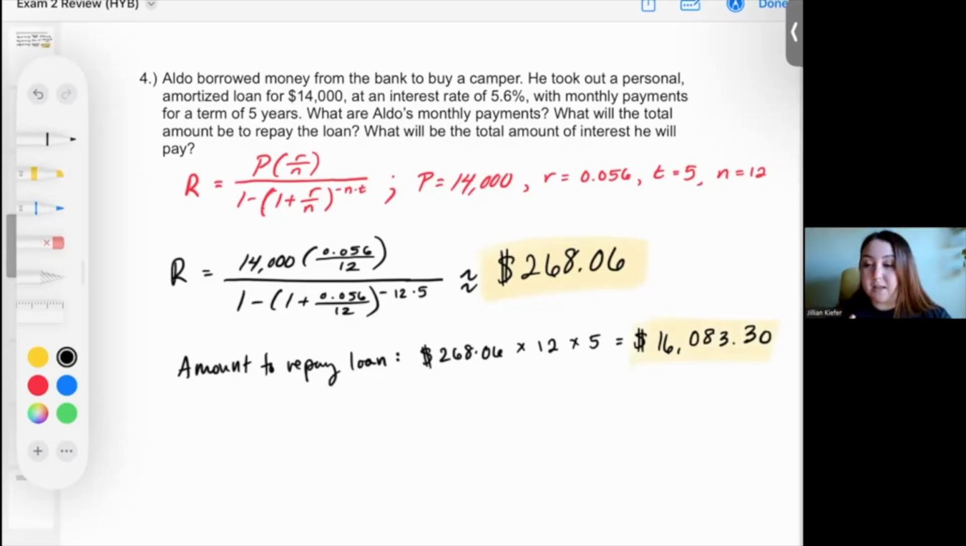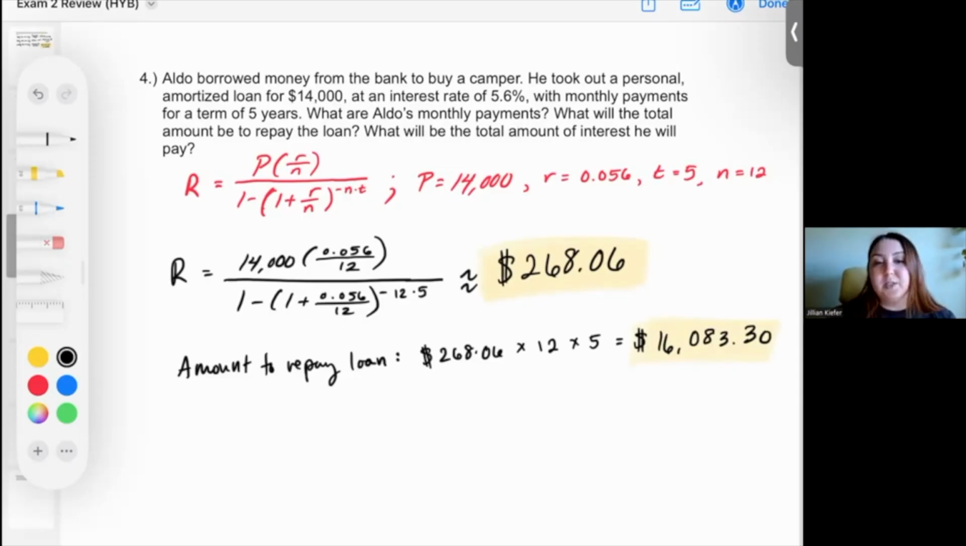So the amount to repay the loan is how much money we actually ended up paying at the end of whatever our term was. For us, that was 5 years. So we took our monthly payment multiplied by how much we would pay in a year, so by 12 months, and then how much we're paying in the entire term, however many years. So that's the amount to repay the loan.